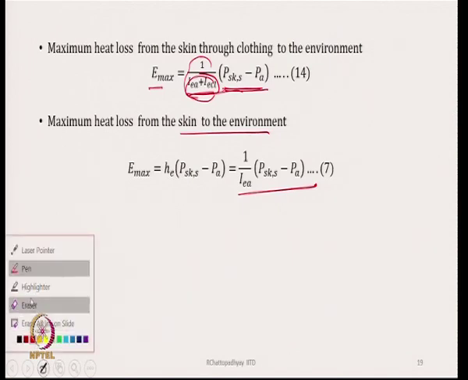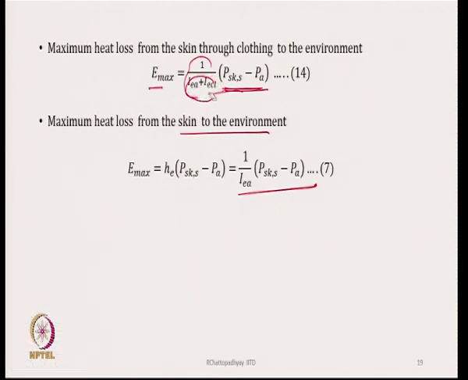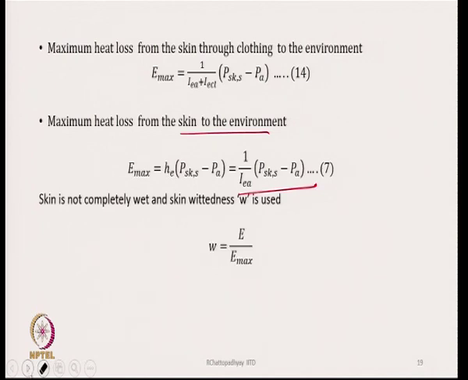Therefore, there is Emax when only a layer of air is there for a naked body, and Emax in this case is when the body is clothed. That is going to be the evaporative heat transfer.